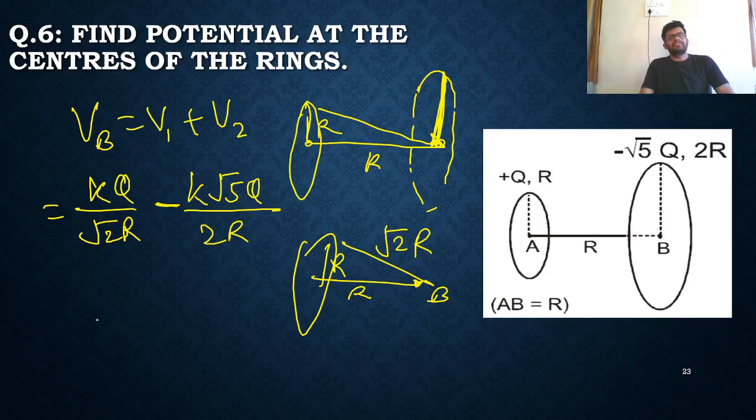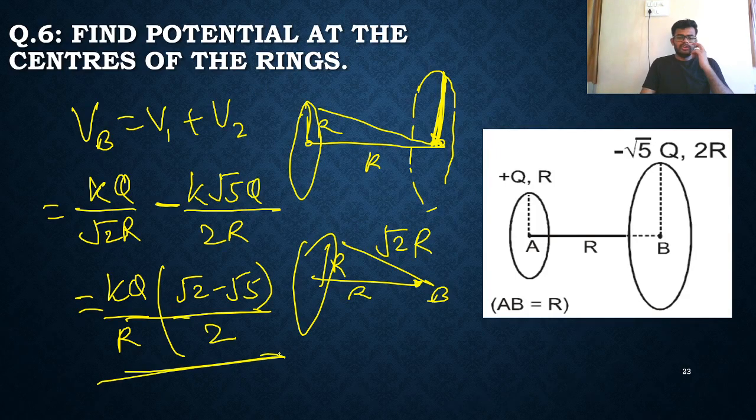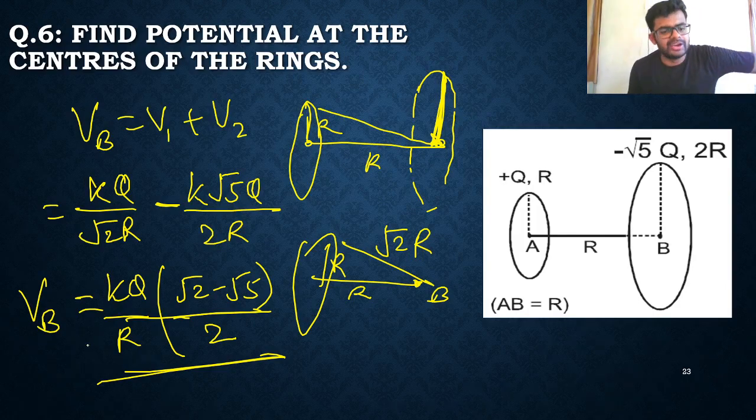So let us simplify it. Taking KQ divided by r as common, and taking the LCM, I'll get 2 here, which gives root 2 minus root 5. That's all, answer over. So finally, the potential at point B is KQ by R times root 2 minus root 5 divided by 2.